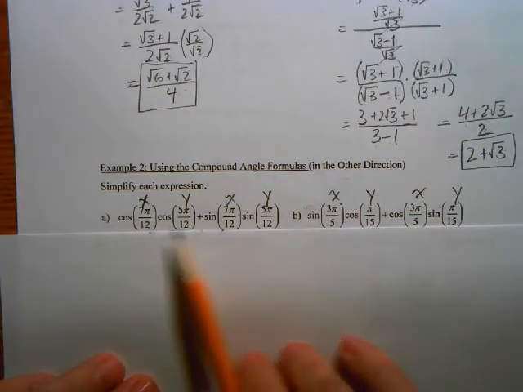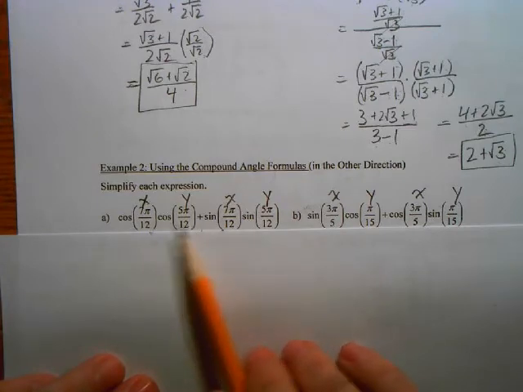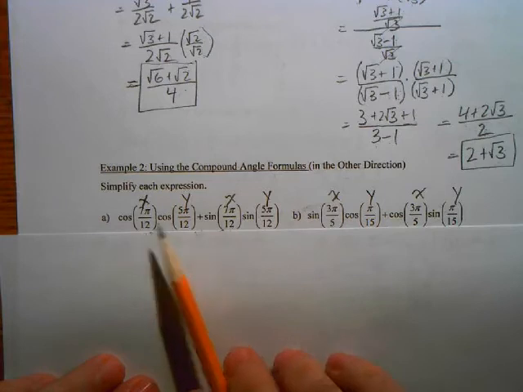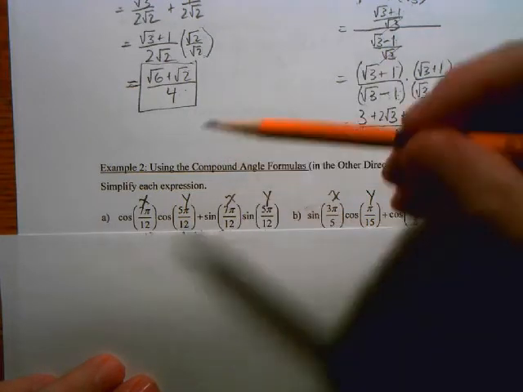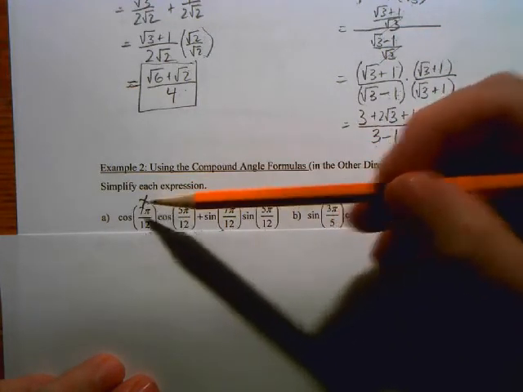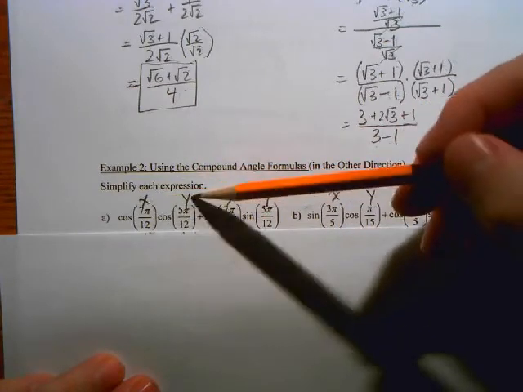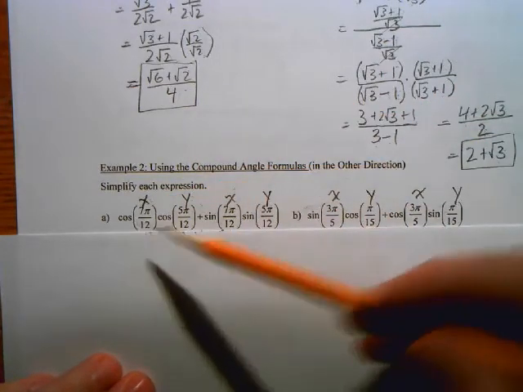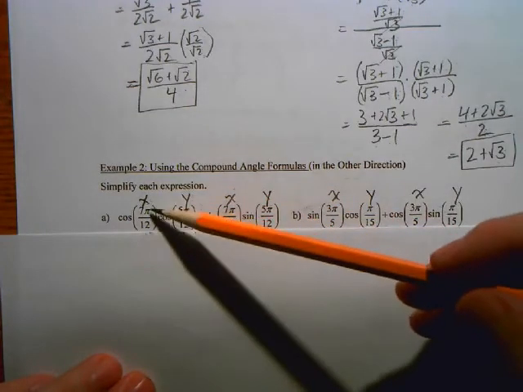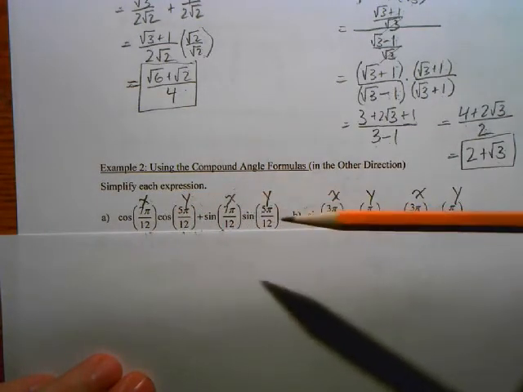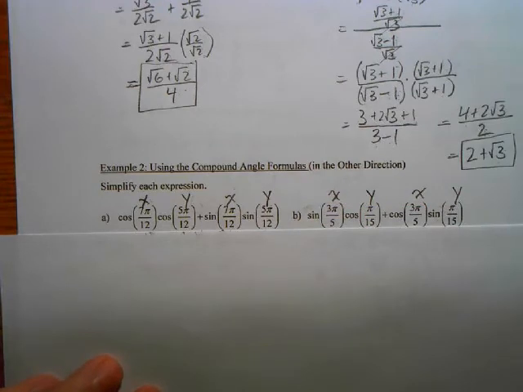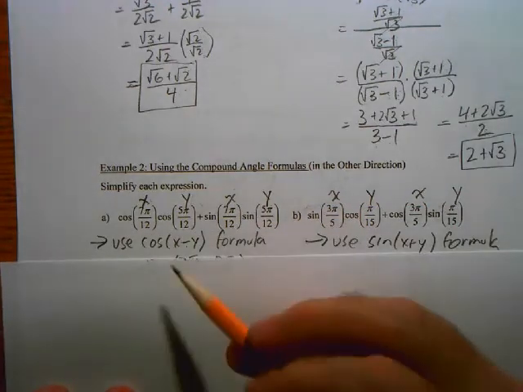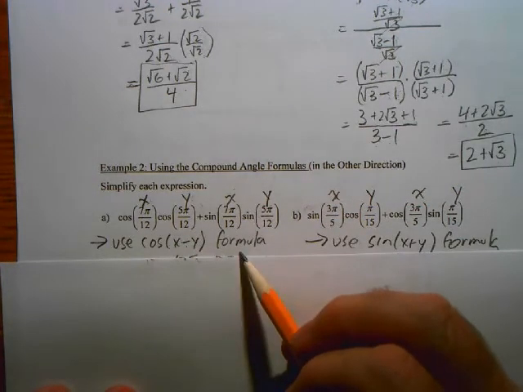It looks pretty complicated, but hopefully the first thing you notice is you've got two angles repeating: 7 pi by 12 and 5 pi by 12. So let's temporarily call them x and y. So I've got x, y, x, y. Now I can look: do I have a formula for cosine x cosine y plus sine x sine y? Well, of course I do. That's the cos of x minus y formula.